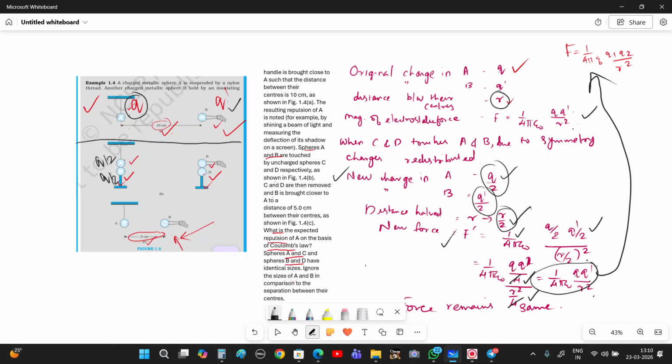Which means that after doing all these things, the force remains the same. There is no change in force, and that's the answer for this question.